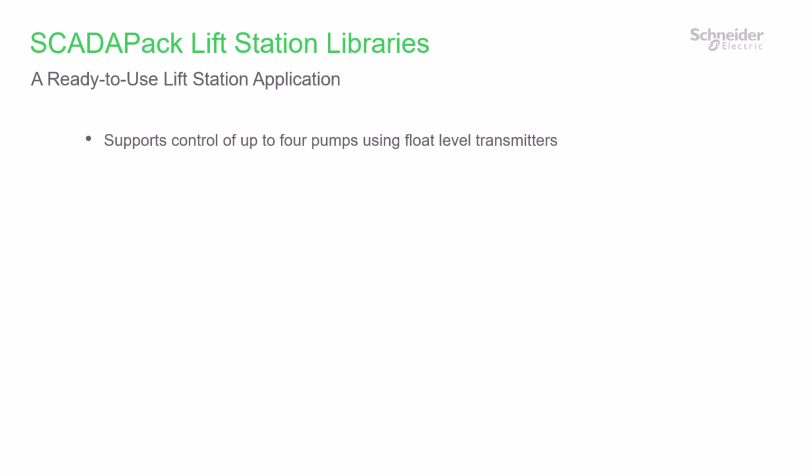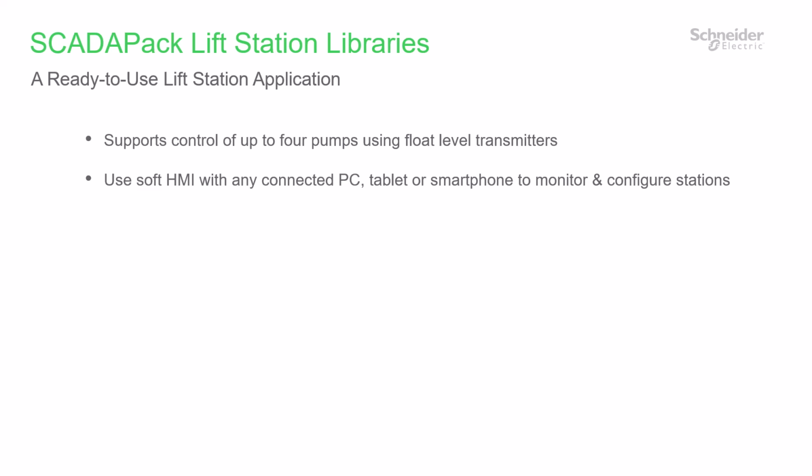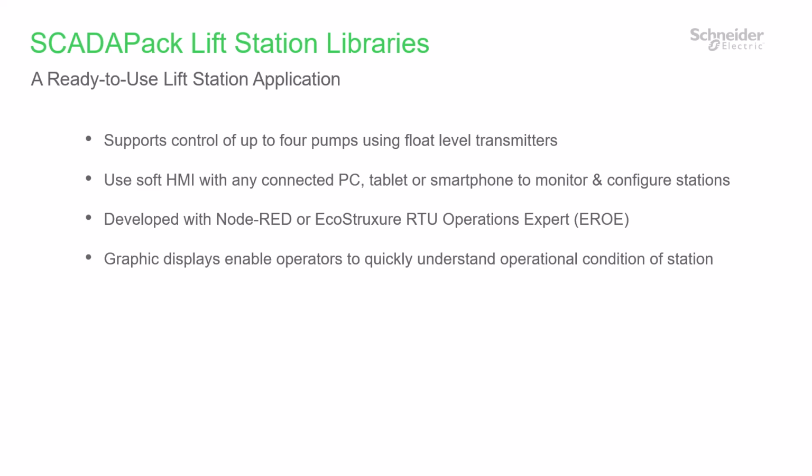The SCADAPack lift station library tools can support control of up to 4 pumps using float-level transmitters. You're provided with soft HMI configurations for use with any connected PC, tablet, or smartphone, allowing you to monitor and configure your station. These soft HMIs can be provided with either a Node-RED application running in the RTU or EcoStruxure RTU Operations Expert, commonly called Aero. The provided graphic displays enable your operators to quickly understand the operational conditions of the station.